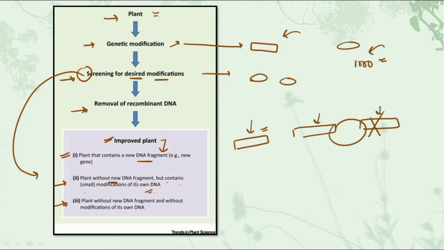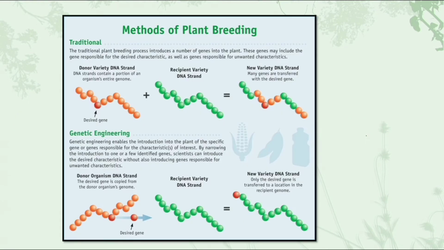We would be removing this particular plant because it does not carry the genetically modified DNA that we actually targeted. So let's talk about the methods of plant breeding now. There are basically two main methods. The first one is the traditional method and the second one is the genetically engineered method.